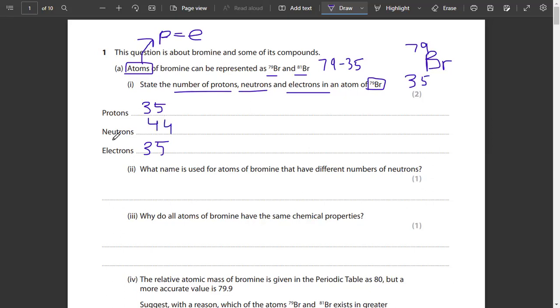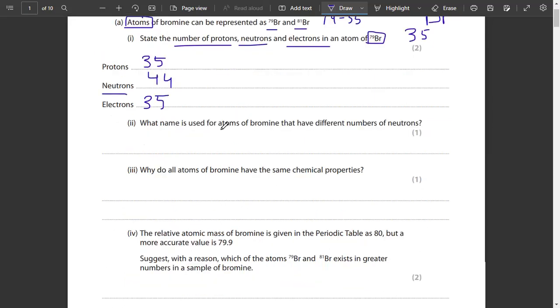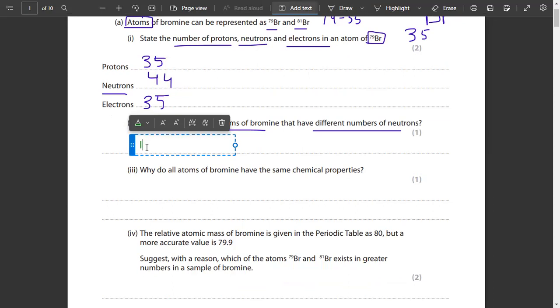Mass minus proton gives you the neutron number. What is the name used for atoms of bromine having different number of neutrons? We call them isotopes. They have the same proton number but different neutron number.